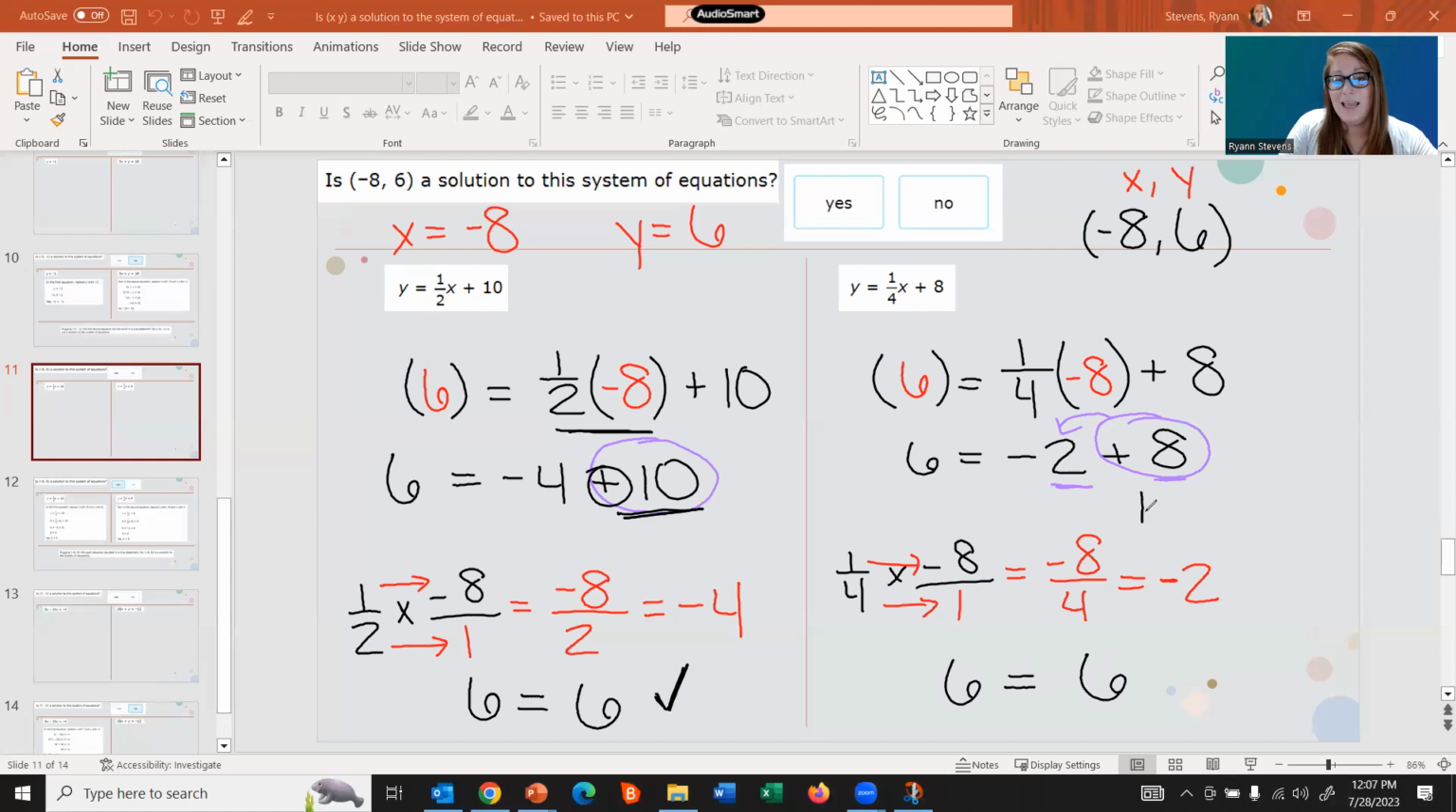And since the 8 was the larger absolute value and the positive sign was associated with the 8, that means our answer will also be positive. So this is also a true statement. So we would say, yes, this is going to be a solution. -8, 6 is a solution to this system of equations.